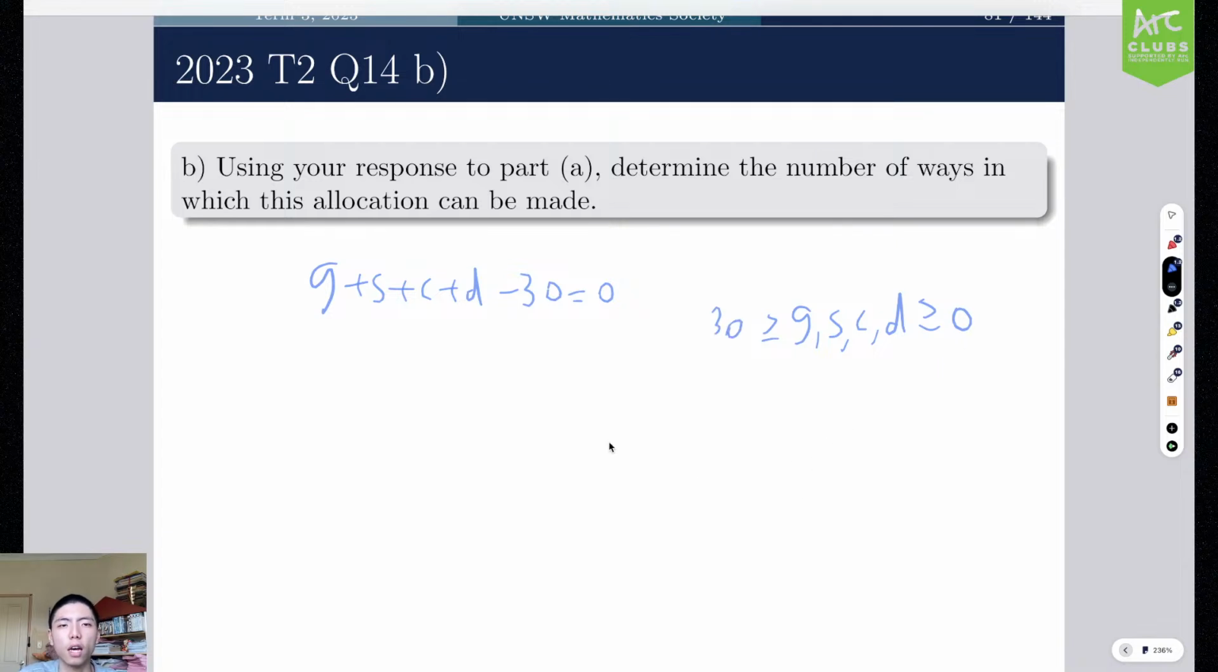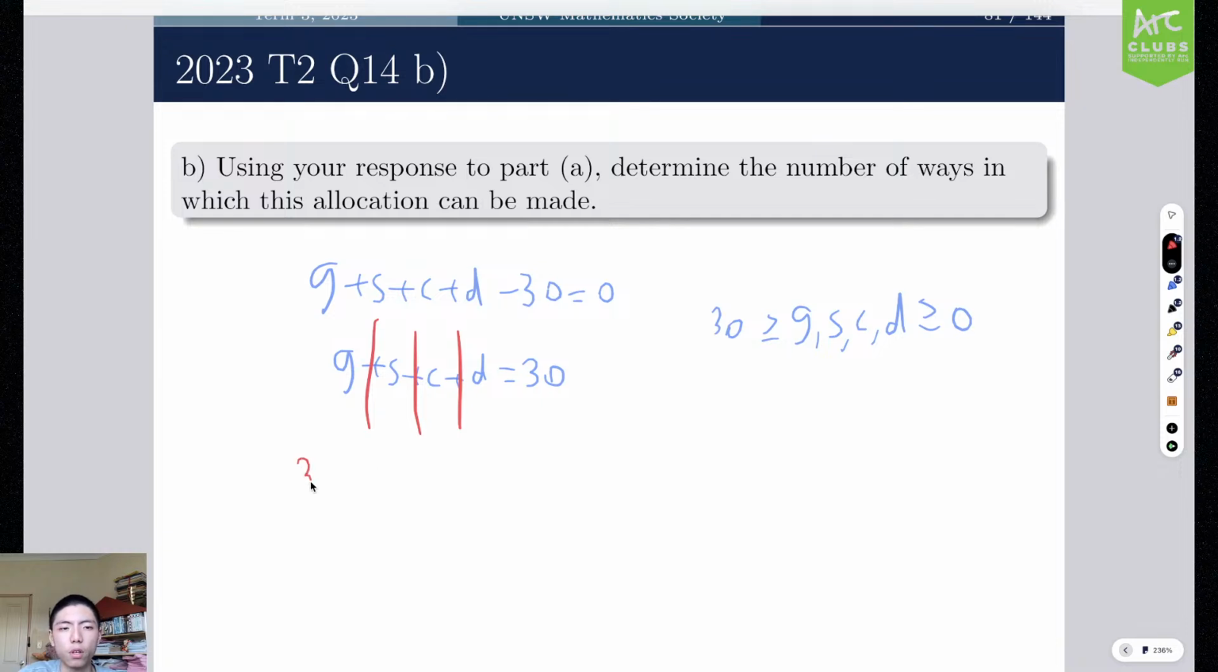Okay, so how we are going to approach this is to think about distributing 30 units among 4 different asset classes. This can be done by thinking of the stars and bars principle, which essentially requires us to have 3 dividers between the 4 different asset classes. So 3 dividers split up the 4 asset classes, and we are going to distribute the 30 among these 4 asset classes.